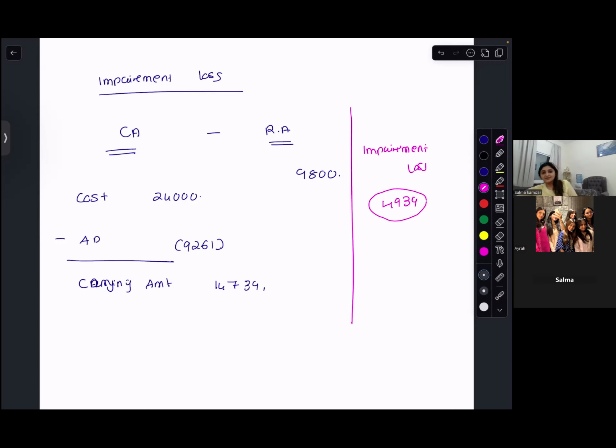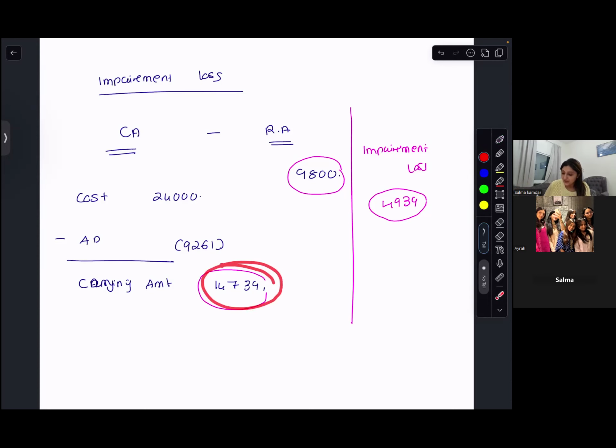How? It is the difference between your carrying amount and your recoverable amount. Now I have to record this 4,939 as my impairment loss. I have to remove the carrying amount from my books. Now, if I have to remove the carrying amount from the books, I have to remove this from the book and this will go as the impairment loss.